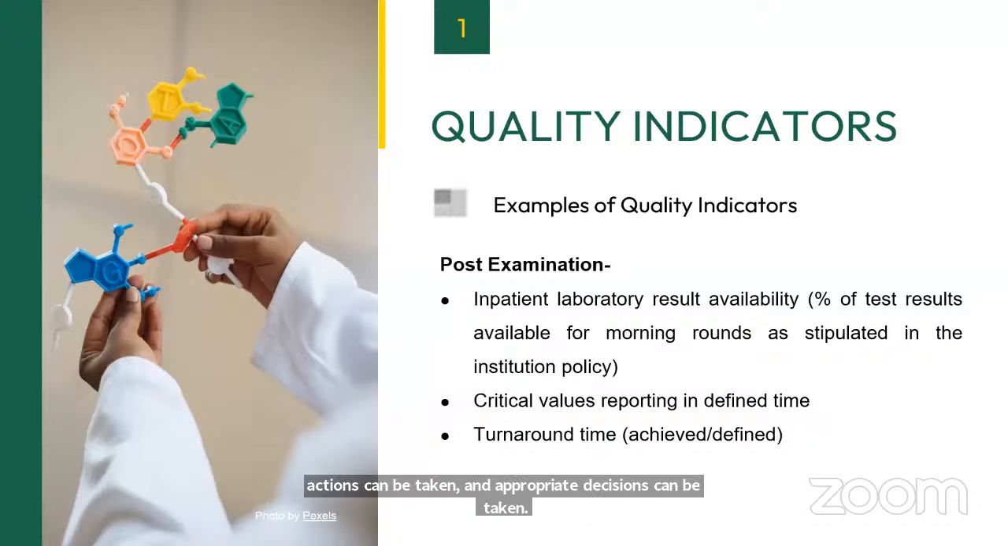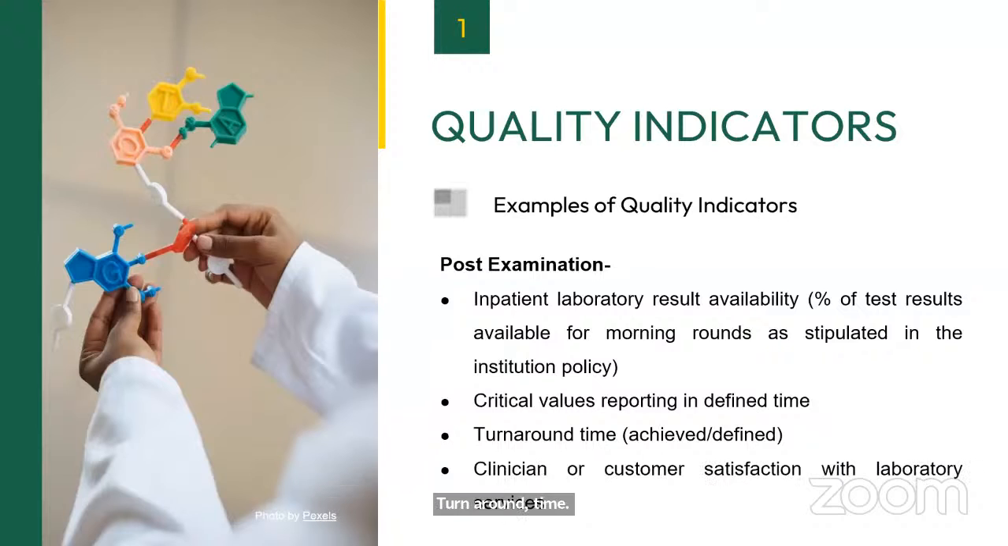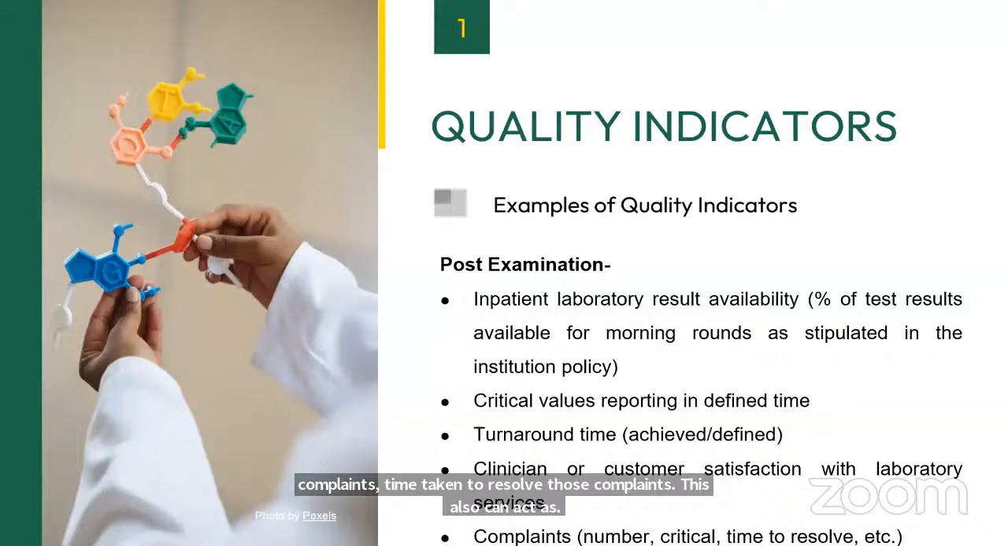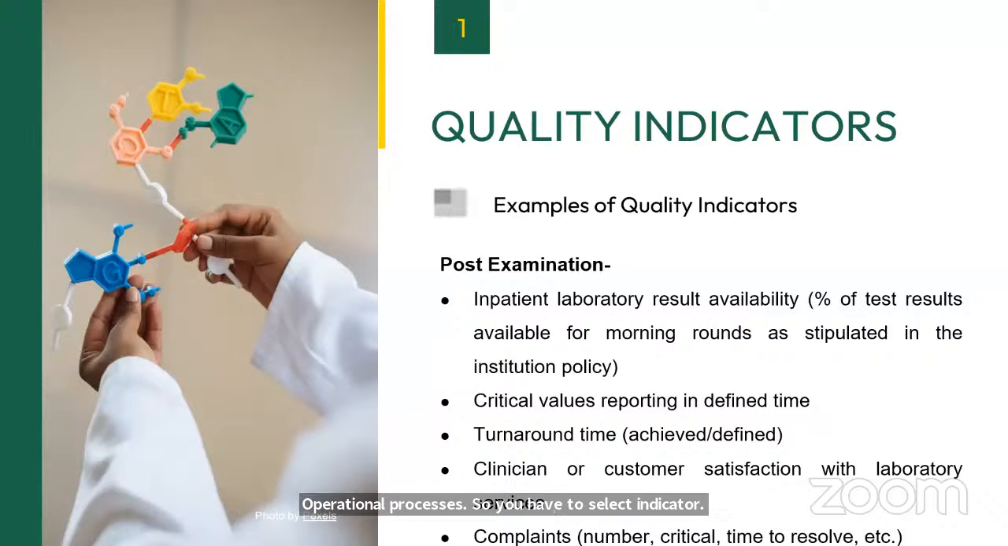Turnaround time achieved by defined clinicians, or customer satisfaction with the laboratory services. So these are certain examples of quality indicators in post-examination areas. Also, complaints, the number of complaints, critical complaints, and time taken to resolve those complaints can act as quality indicators with respect to your operational processes. So you have to select quality indicators as per your requirement, which will help you in your improvement activities.